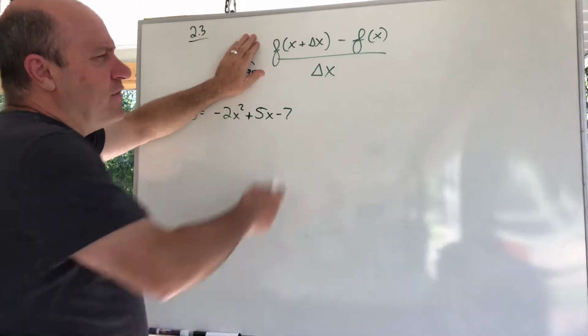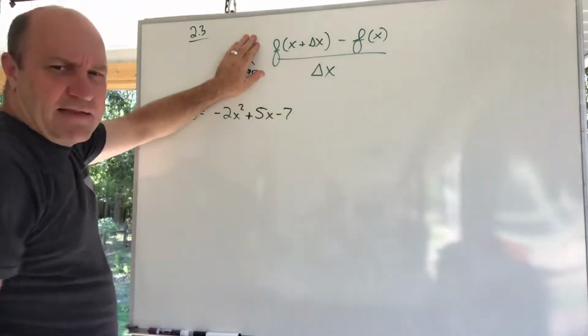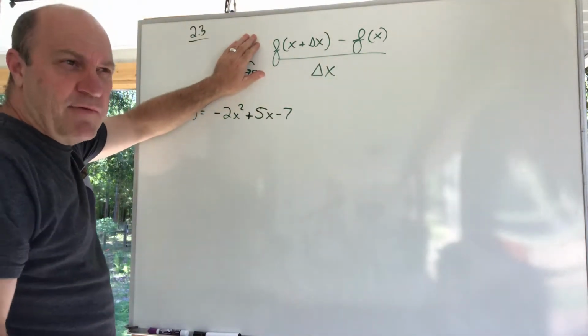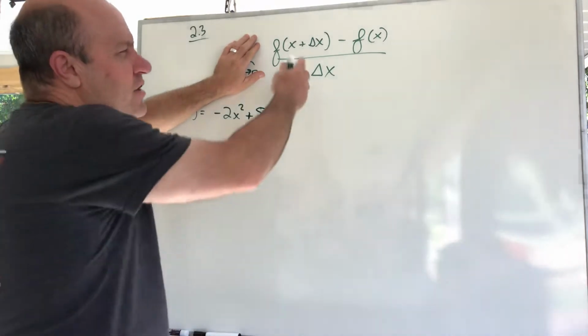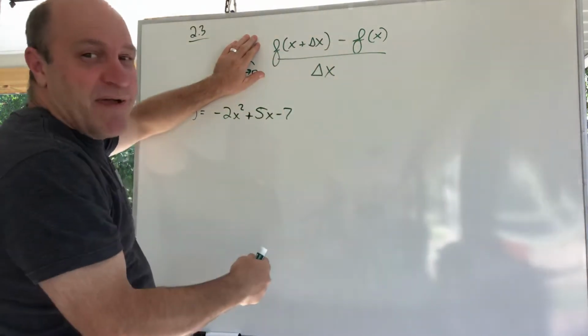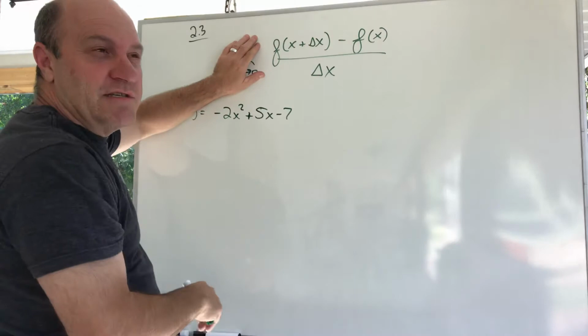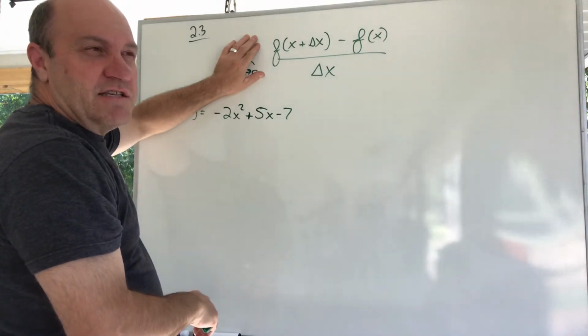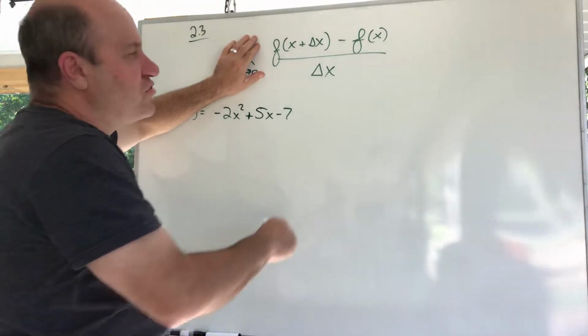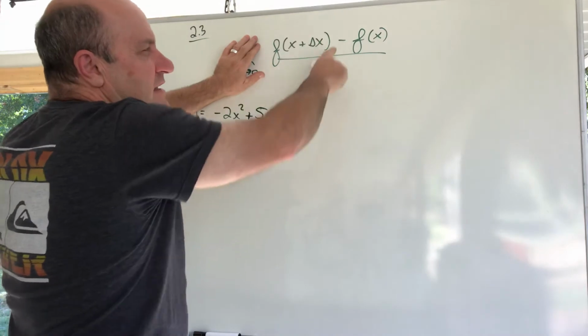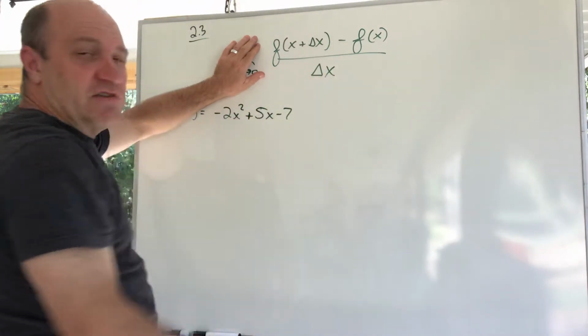Without that limit, you've probably done something like this before, maybe in pre-calculus, maybe in college algebra, maybe because they were trying to prepare you for calculus. They knew you'd have to do this thing. They call it a difference quotient. It's a quotient, and it's the difference. It's called a difference quotient.